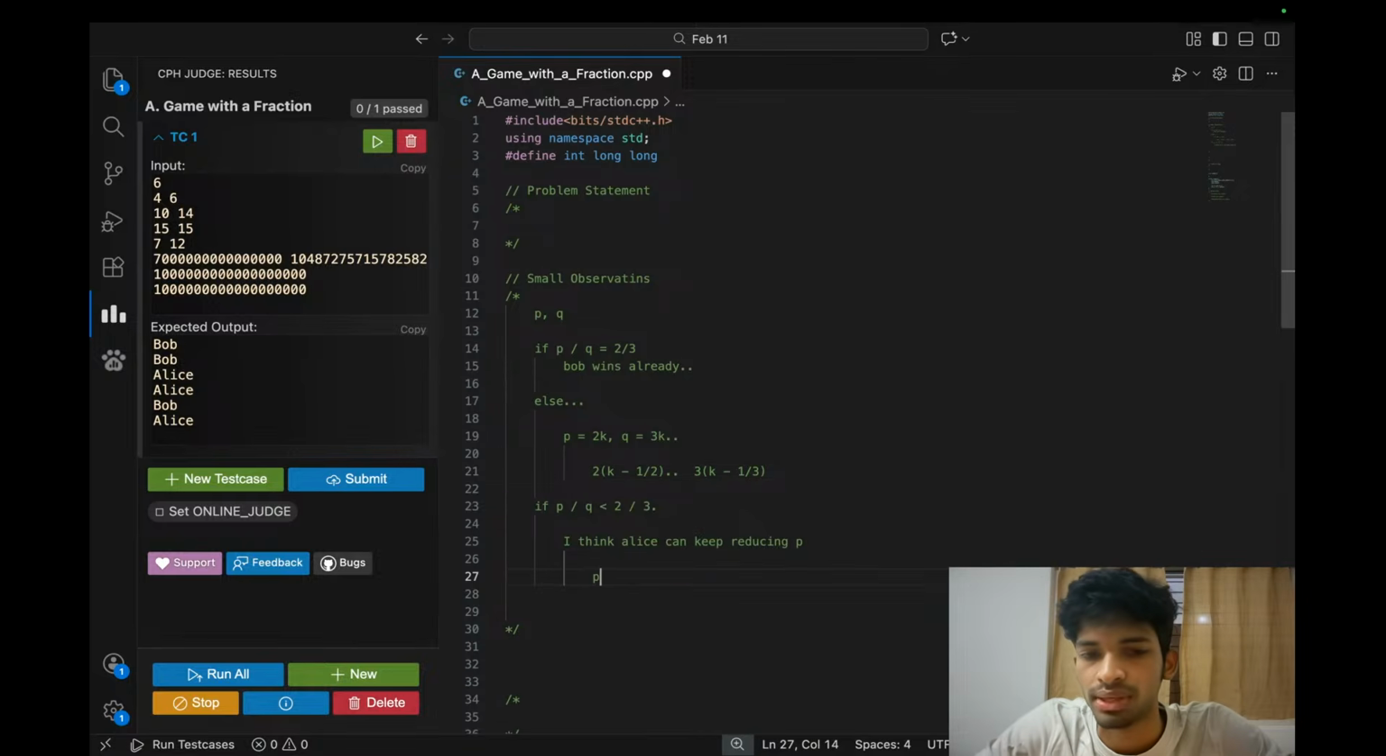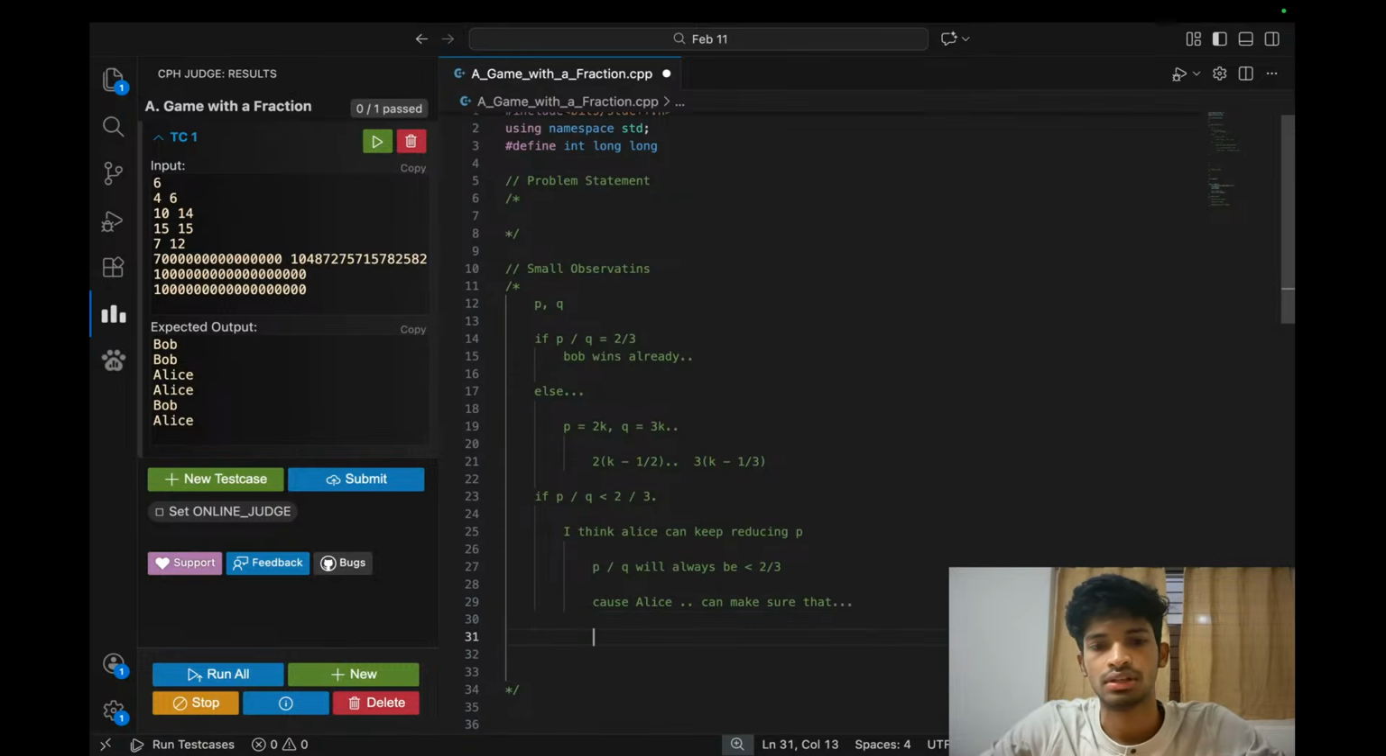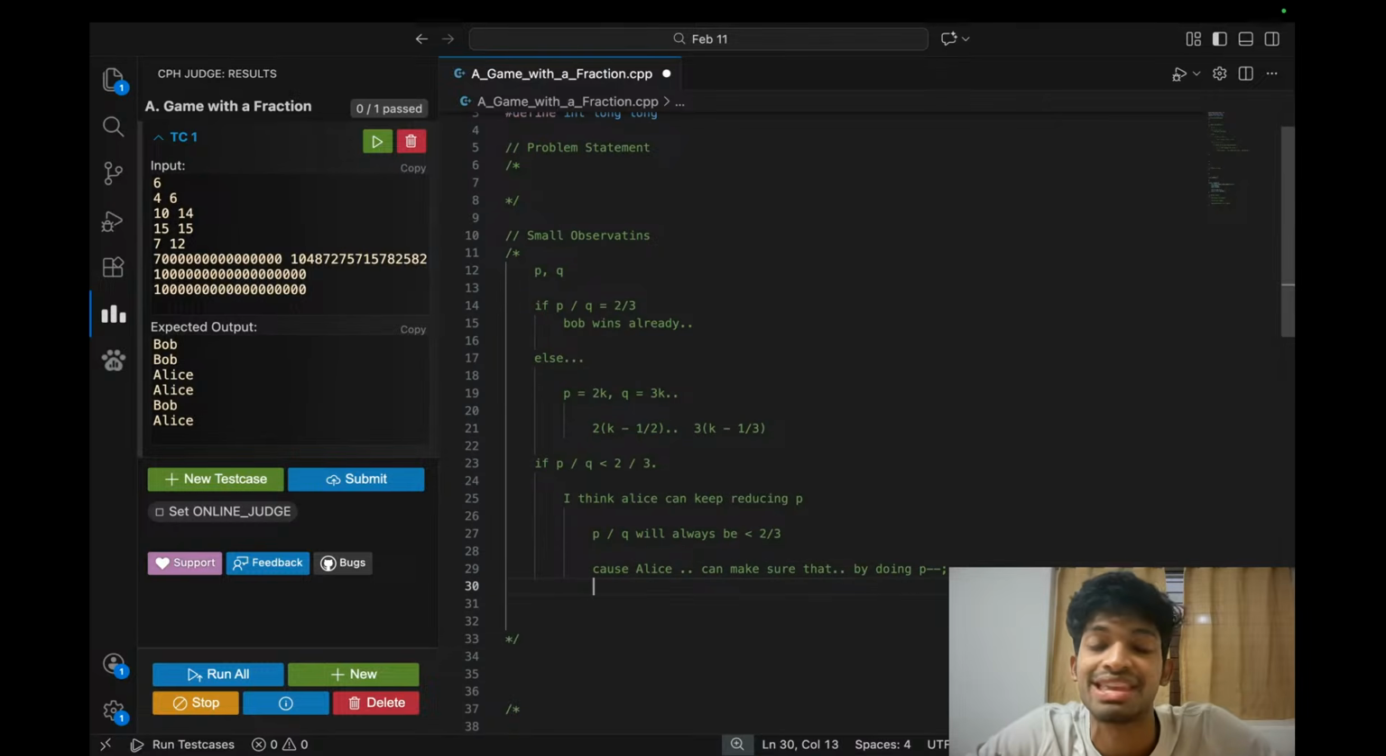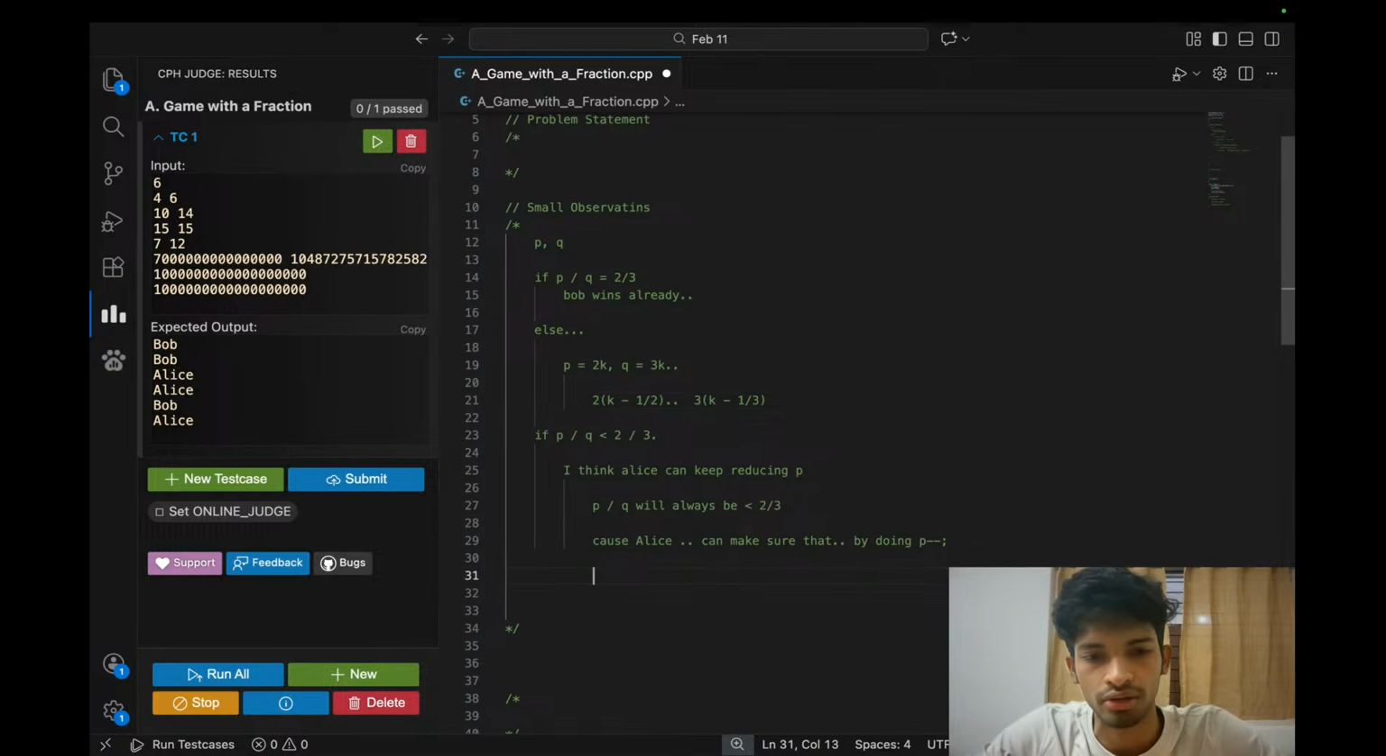Like P by Q will always be less than 2 by 3 because Alice can make sure by doing P minus minus. So if Alice does P minus minus, even if Bob does Q minus minus, I think, see, we want the proportionality to become 2 by 3. But if it is already less than that, and with respect to what is inside of 2 and what is inside of 3, Alice is reducing it even further. We want these inside values to be equal, right? 2k, 3k is what we want, but Alice can already reduce more than whatever Bob can reduce.